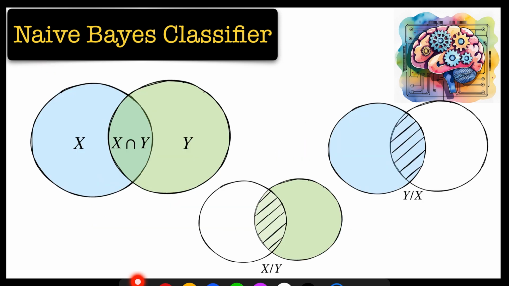Now let's see this Venn diagram first to understand a few things. So this is the X, let's say, and this is Y. That means X intersection Y is this part. This is Y given X. Given we are having X, what is the probability of Y? So that is Y given X. Now this is Y, right? Given we are having Y, what is the probability of X? So that is X given Y.